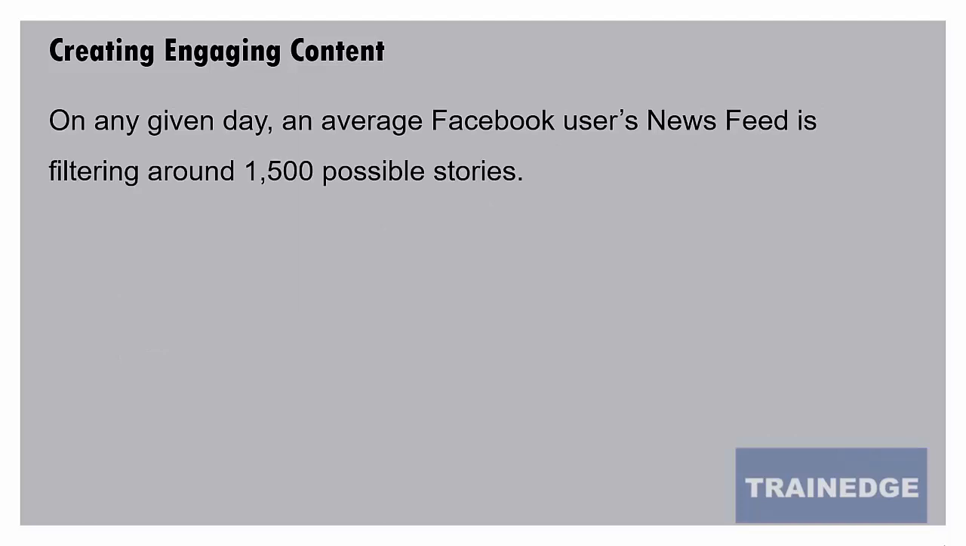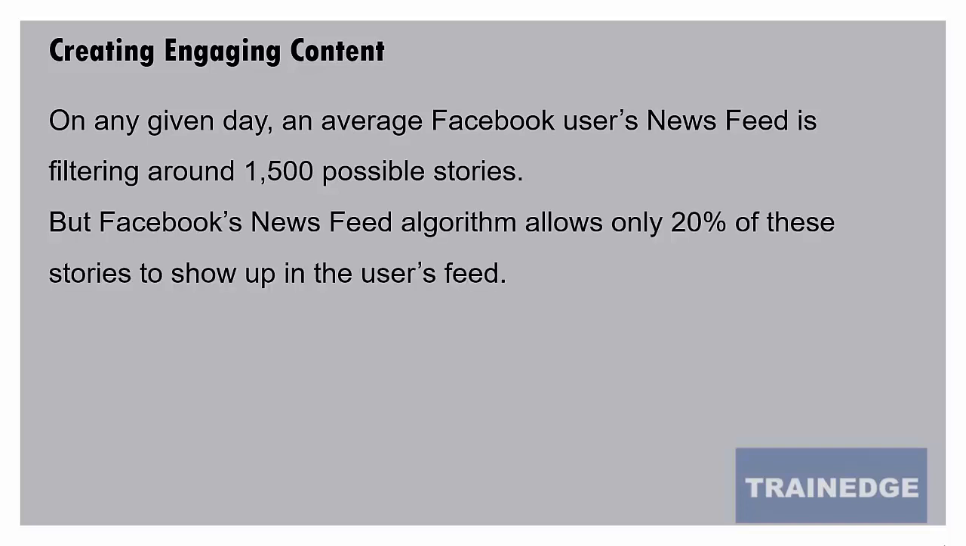On any given day, a typical Facebook user's newsfeed will see about 1,500 possible stories or updates. But Facebook's newsfeed algorithm will only allow 20% of these stories to show up, which means out of 1,500, only about 300 will show up in the newsfeed. This is just to keep users' newsfeed uncluttered.